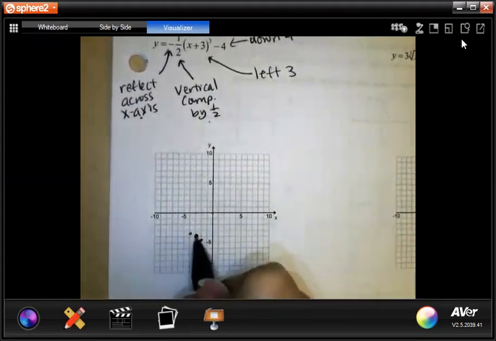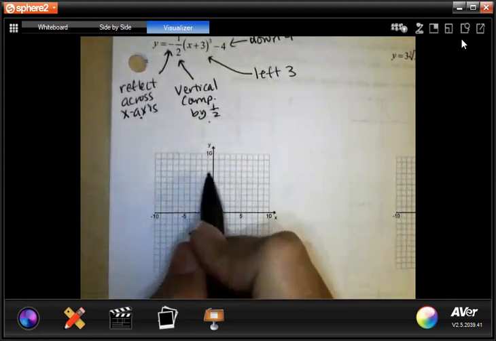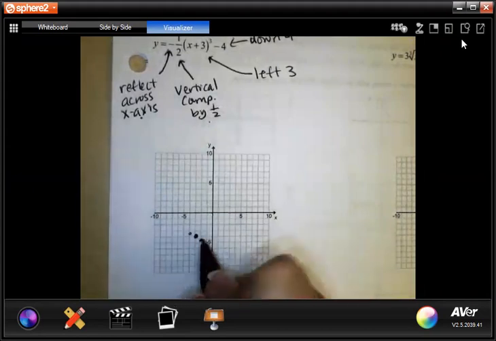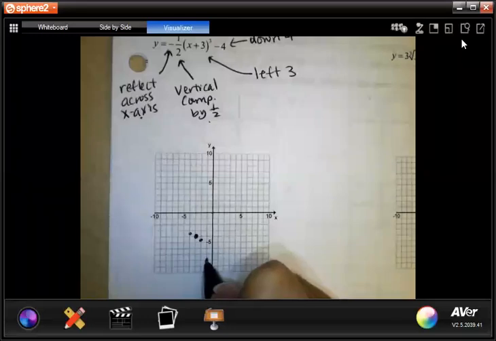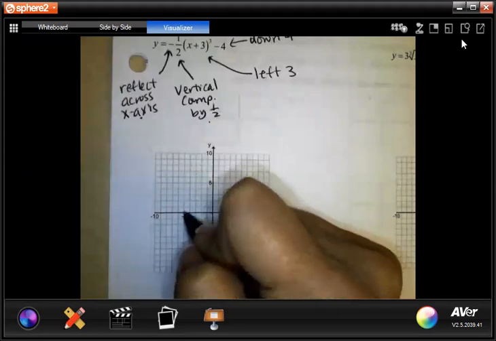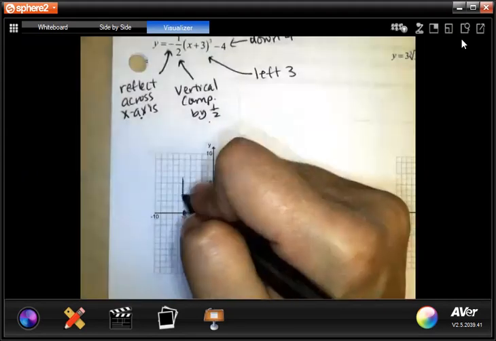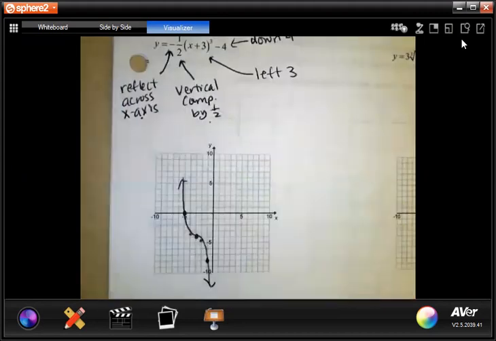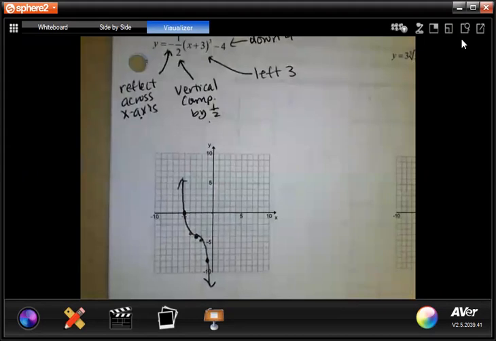The next point is supposed to go over 2 and up 8, but it's reflected, so it's going to go down, and it is compressed by 1/2. So it's going to go to the right 2 and down 4, because that is the 1/2 of the 8. And so same thing on this side. And here is our new function. So there it is, graphing multiple transformations. You want to make sure you get all of the transformations done.